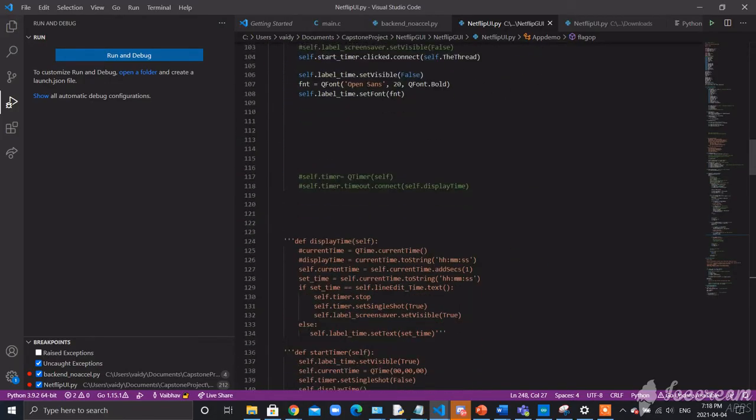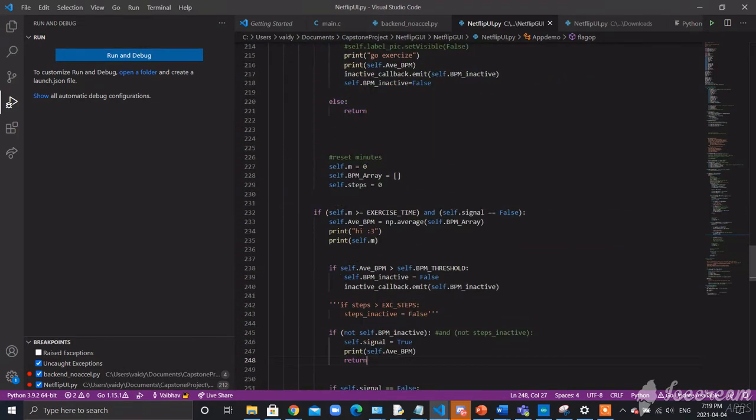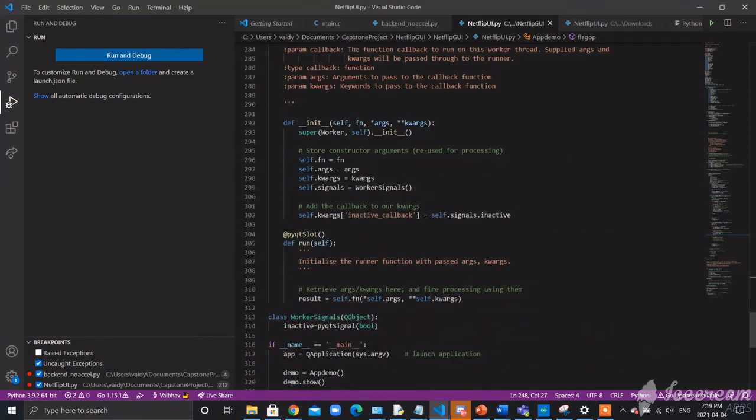This is the code for the UI. The UI is responsible for taking the serial data presented by the Arduino and determining whether the user's distractions should be locked down or not.